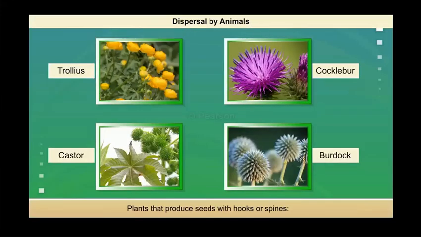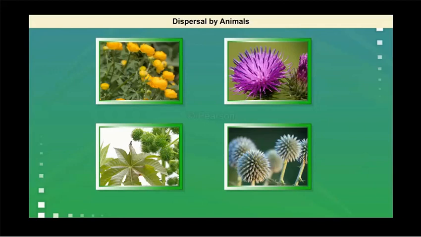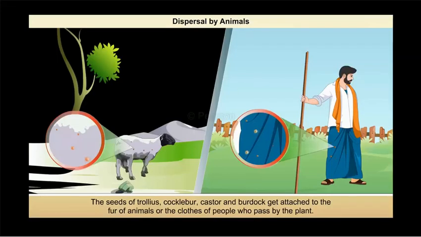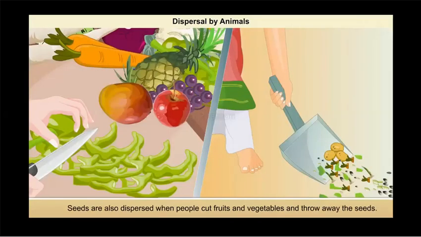Plants such as Trollius, Cocklebur, Castor, and Burdock produce seeds which have hooks or spines. These seeds get attached to the fur of animals or the clothes of people who pass by the plant. This way, the seeds are carried and deposited in different places. When people cut fruits and vegetables and throw away the seeds, they aid in seed dispersal too.